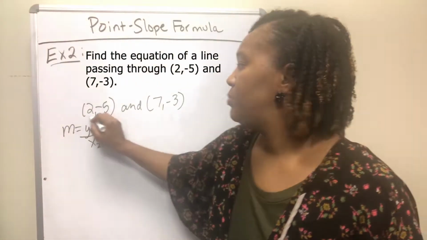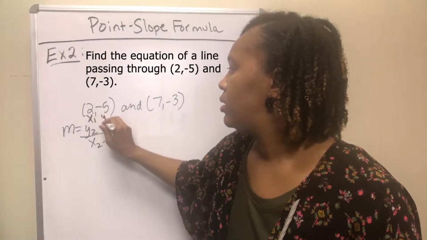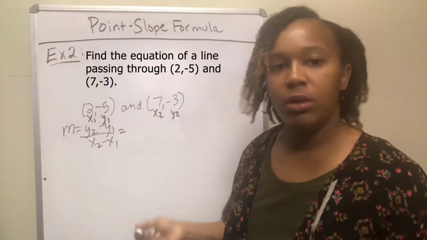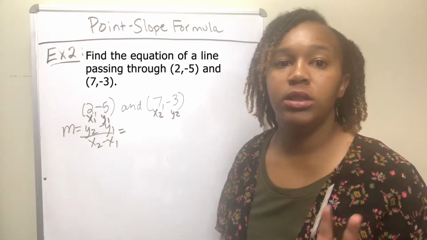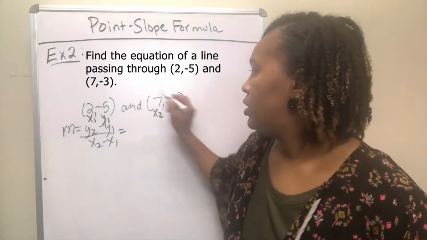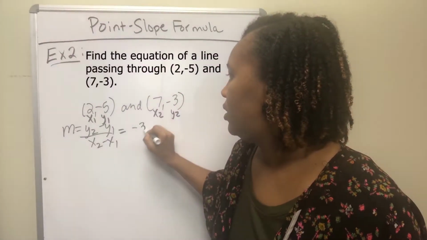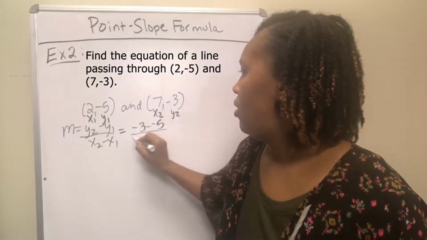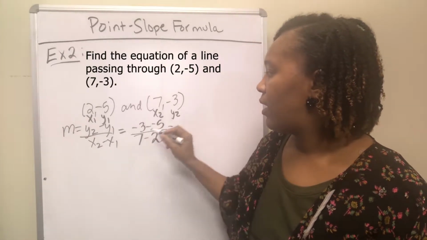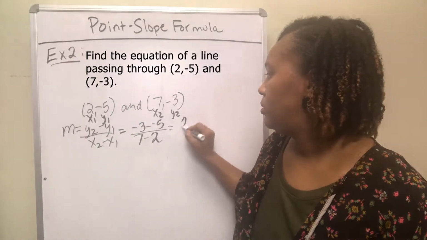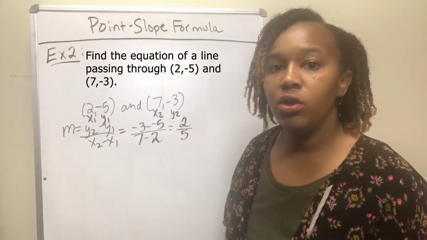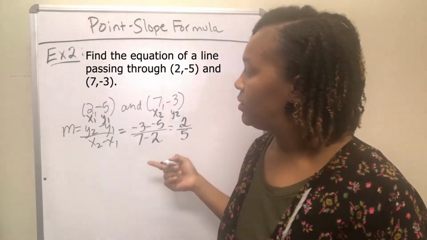So label one of these points x1, y1, and label the other one x2, y2, and then just plug them into the formula. And if you don't want to remember the formula, then just remember that your slope is your change in y over your change in x. So subtract your y's, negative 3 minus a negative 5, and subtract your x's, 7 minus 2. Negative 3 minus a negative 5 is negative 3 plus 5, which becomes 2, and 7 minus 2 is 5. So your slope is 2/5, and so now you have a slope and you have a point.